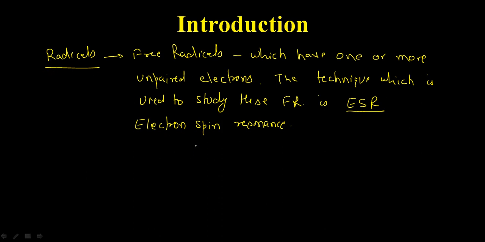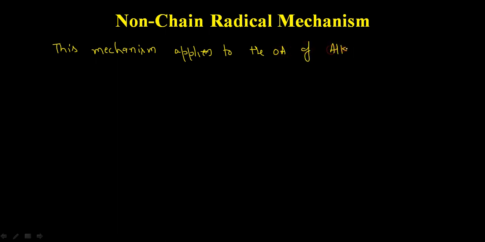As far as the types of free radical mechanism of oxidative addition are concerned, there are two main types. The first one is called the non-chain radical mechanism. This mechanism applies to the oxidative addition of alkyl halides, meaning RX, into metallic complexes.